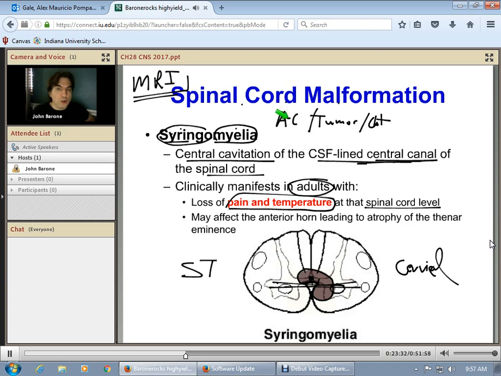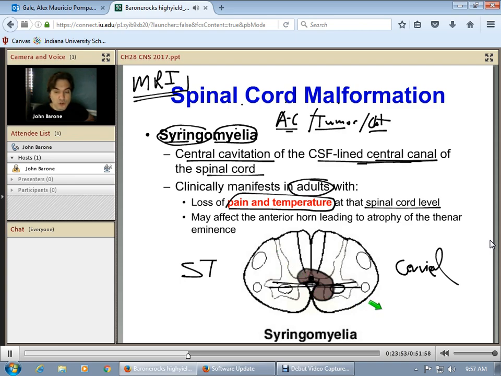So Arnold Chiari malformation is the big one. Most cases are Arnold Chiari associated. But it can be associated with a tumor pushing on the cord. It can be associated with trauma where you get a blood clot pushing on the cord. Anything that pushes on the cord can cause that central cavitation.